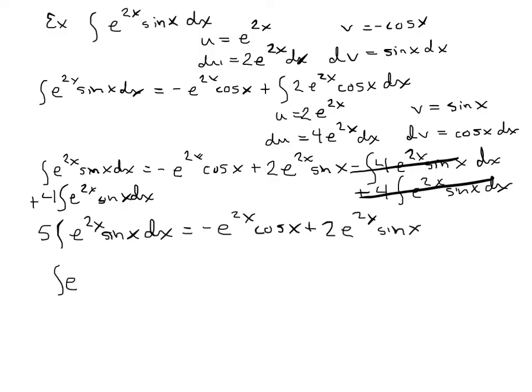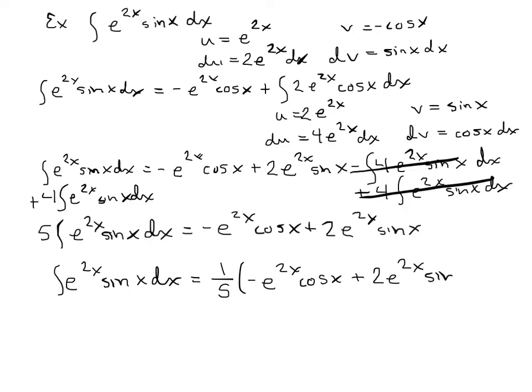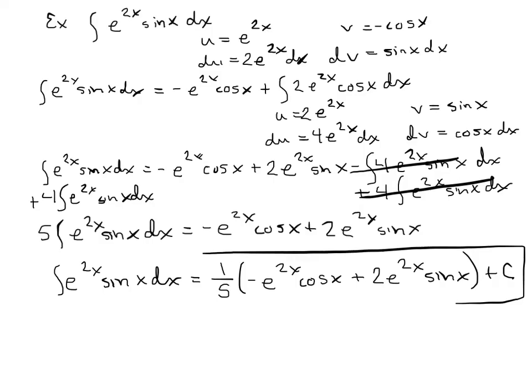So the integral that we were looking for, e to the 2x sine of x dx, I just have to divide by 5. So I'm going to divide this entire right-hand side by 5. Negative e to the 2x cosine of x plus 2e to the 2x sine of x. And there were no bounds on this one, so let's add c.